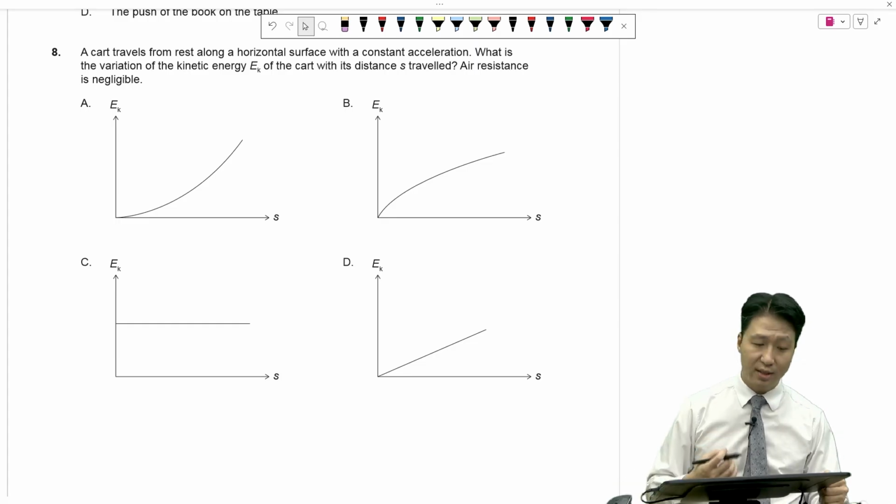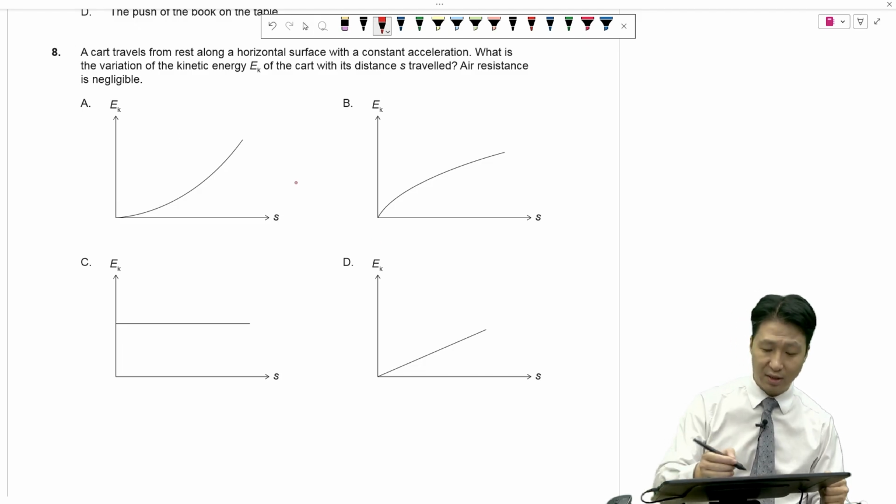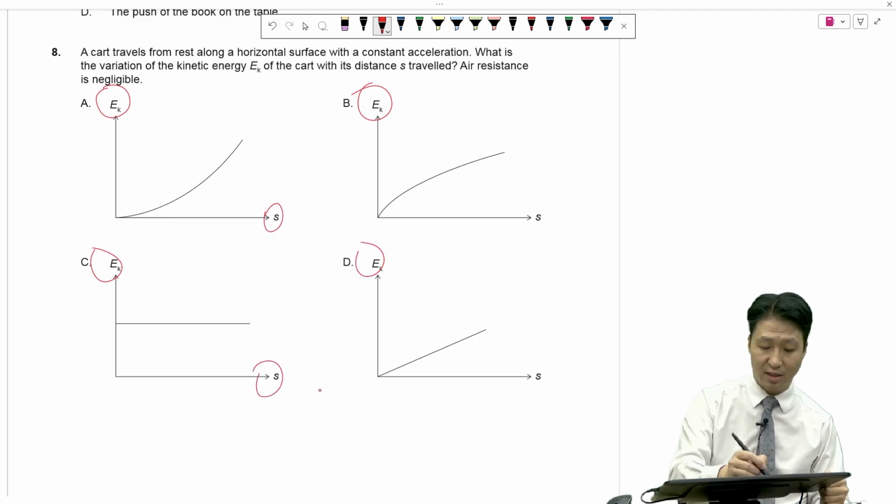On question number 8, it says a cart travels from rest along a horizontal surface with a constant acceleration. What is the variation of the kinetic energy E sub k of the cart with its distance s traveled? Air resistance is negligible. So let's look at the options that we have. We have kinetic energy in the y-axis and displacement in the x-axis.